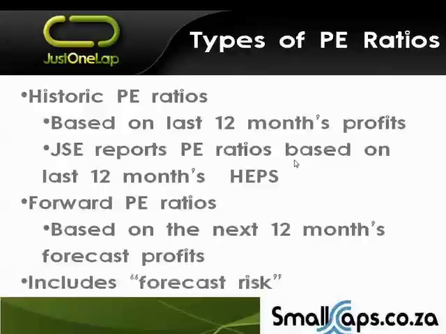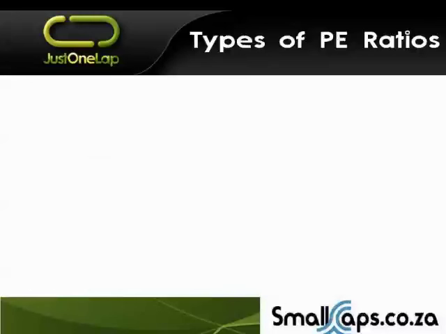Forward price earnings ratios include what we call forecast risk. It's the risk that you are simply wrong about the future.